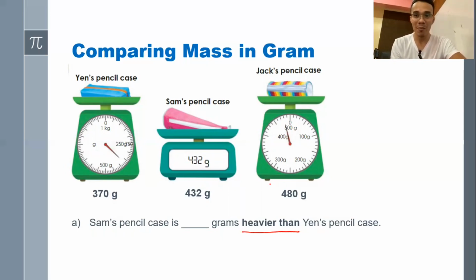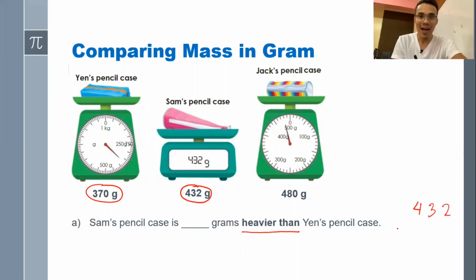The first number is going to be the mass of Sam's pencil case. And the mass of Sam's pencil case is 432 grams. And the second number is the mass of Yen's pencil case. And the mass of Yen's pencil case is 370 grams. What do we do with these two numbers? We are going to subtract.